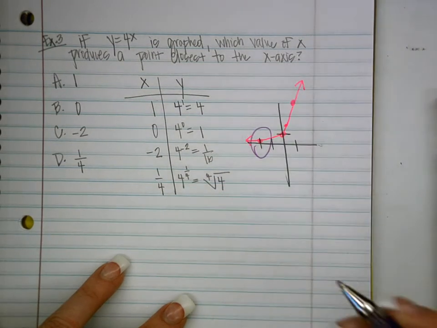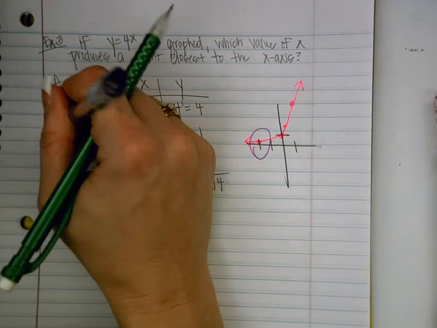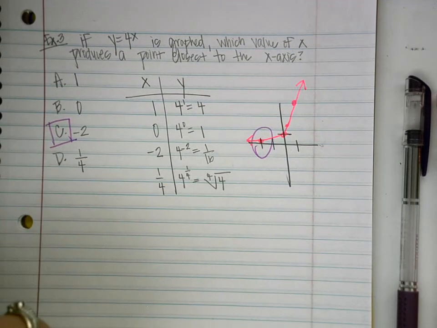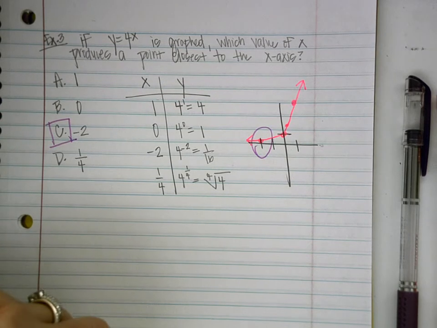Okay, the -2 produces a point closest to the x-axis. So just graph them and then look.